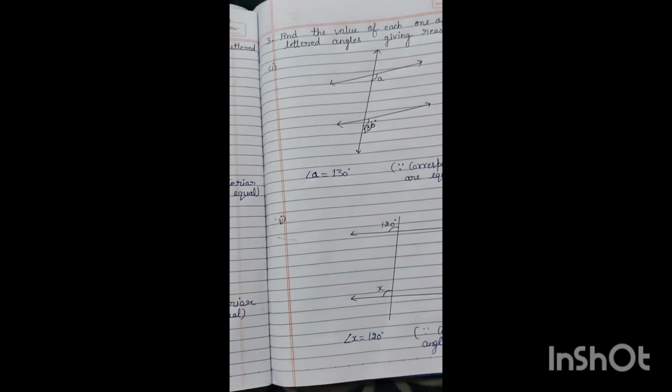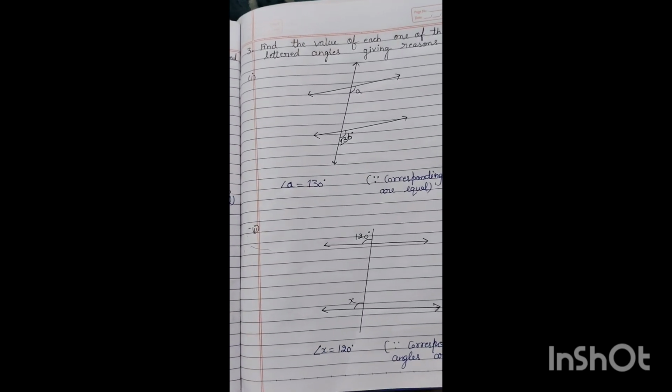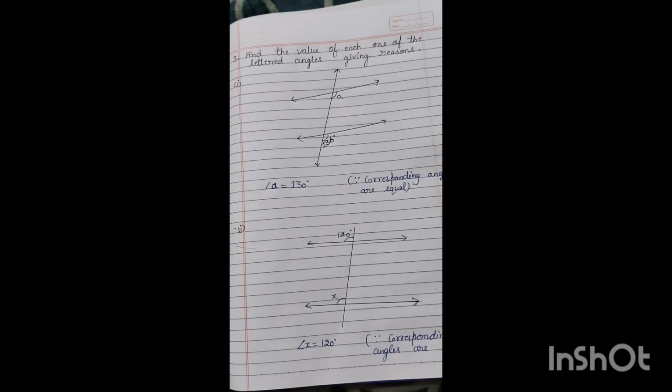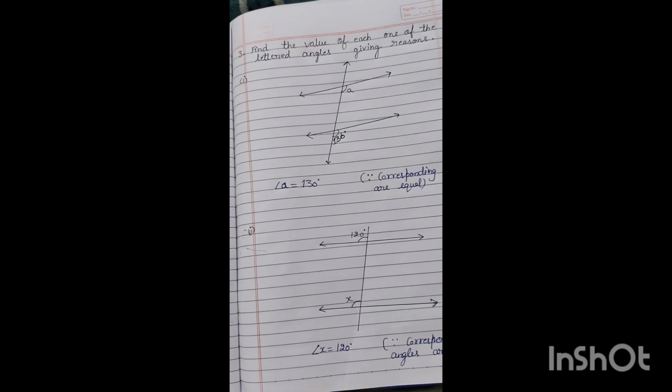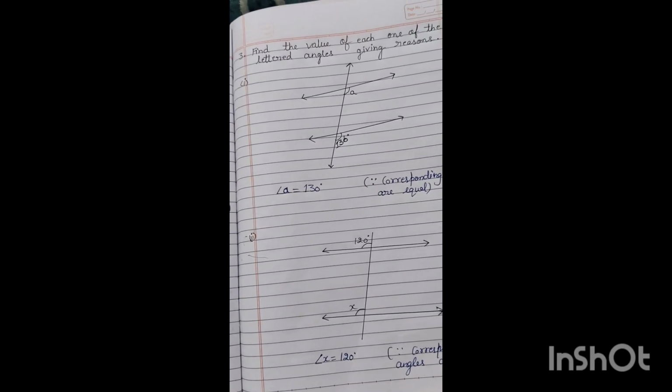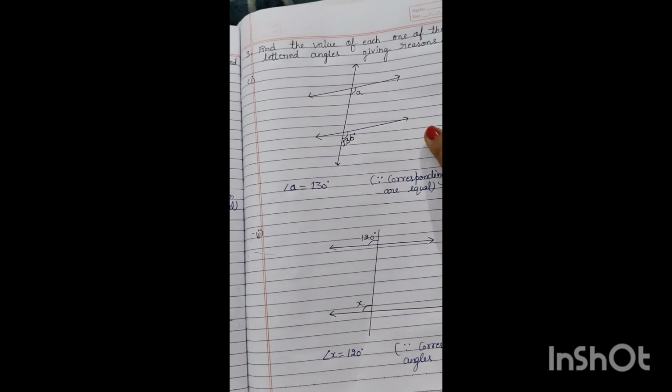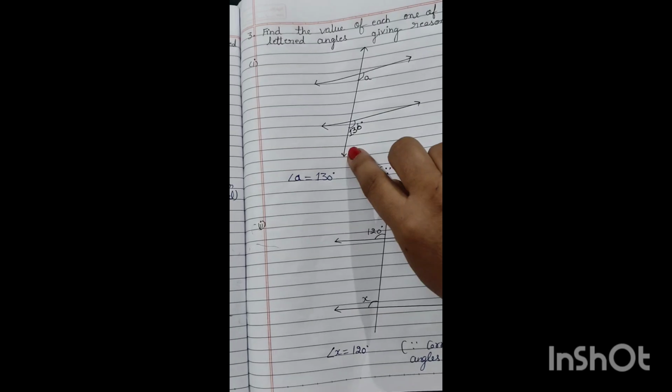Now we are at part number 3, question number 3. This question is in the same manner as we have done question number 2. Find the value of each of the lettered angles giving reasons. Here also we have to find the values of lettered angles. So here the lettered angle is A. Here also two lines are given and one line is cutting them at distinct points, so this line is called the transversal.